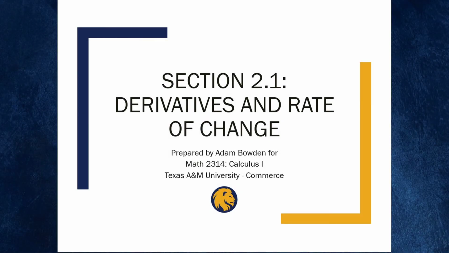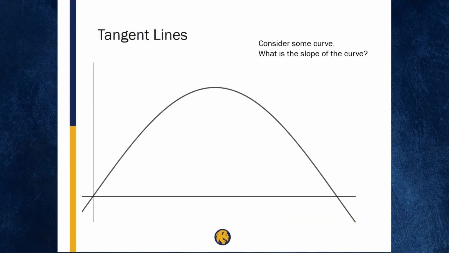In section 2.1, we're going to be talking about a new topic called derivatives and how it relates to rates of change. To start off, let's look at the topic of tangent lines. This is going to be dealing with some curve and the question of what is the slope of the curve. Well, dealing with slope and curves is more complicated because unlike a straight line, the curve does not have a constant slope.